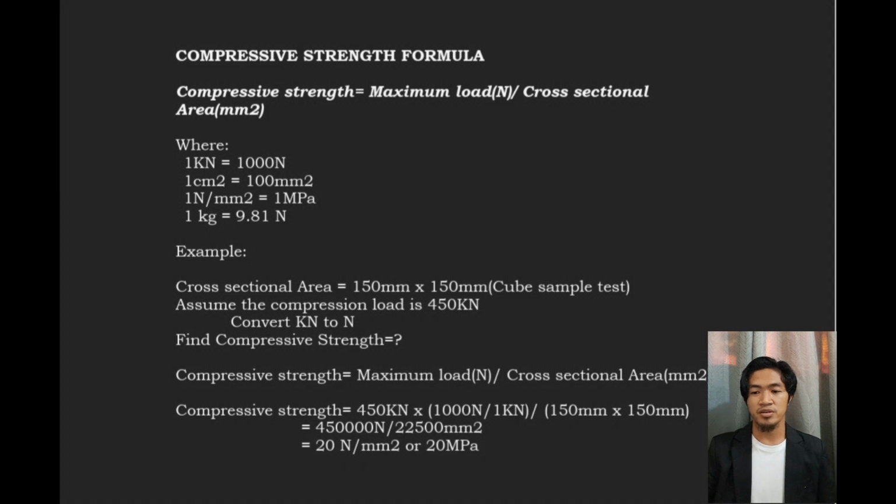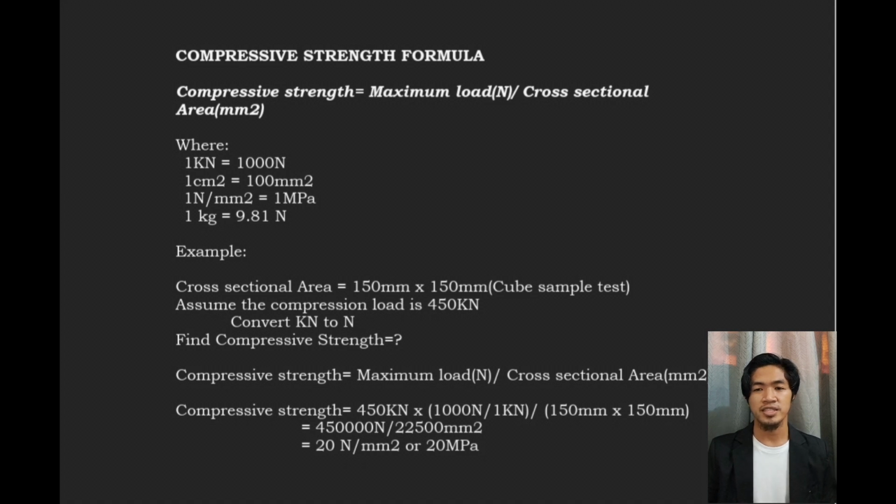So example, given na yung cross-sectional area at we assume the compression load. So ang cross-sectional area natin na ginamit dito is yung cube sample test, wherein ang measurement ng cube is 150 by 150. So alam naman natin na ang cross-sectional area ng cube is side times side or side squared. So ita-times mo lang yan, magiging 22,500. So yung pangalawang given natin is assume the compression load is 450 kilonewton.